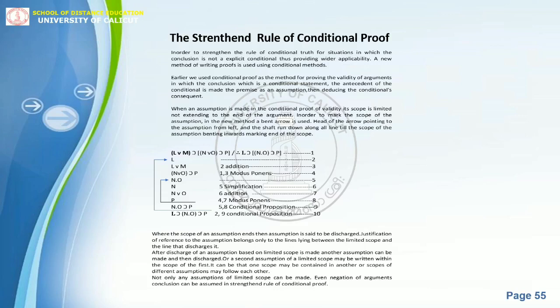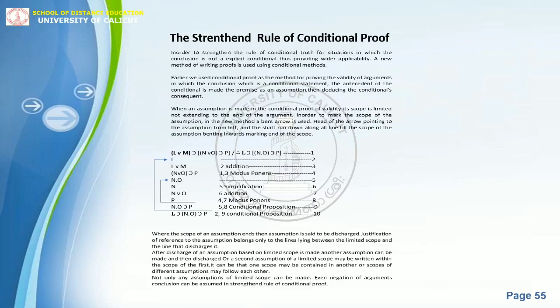When an assumption is made in the conditional proof of validity, its scope is limited, not extending to the end of the argument. In order to mark the scope of the assumption, a new method, a bent arrow, is used. The head of the arrow points to the assumption from the left, and the shaft runs down all along the scope of the assumption, bending inwards, marking the end of scope. So we will see how the bent arrow is used in the following argument.